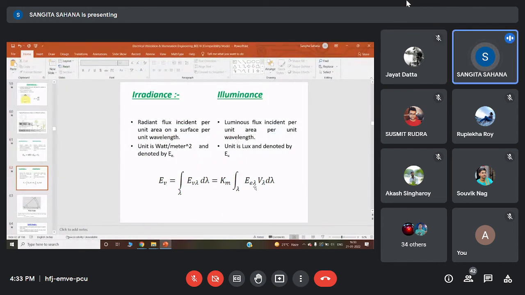হ্যাঁ, মানে this is irradiance, spectral irradiance, E lambda. Of the total radiation, you have to consider the visible part. So this will be in watt per meter square. You multiply with Km, lumen per watt, so you will get EV in lux. Watt per meter square times lumen per watt, so it will be lumen per meter square or lux. This is EV lambda, so integrating over this limit you will get, sorry, the illuminance.